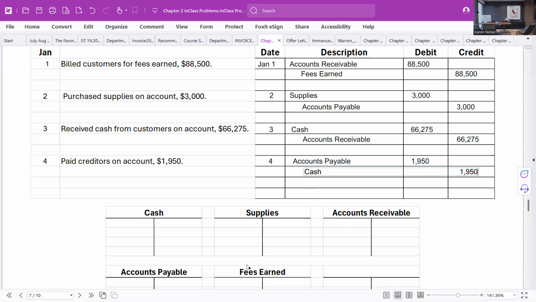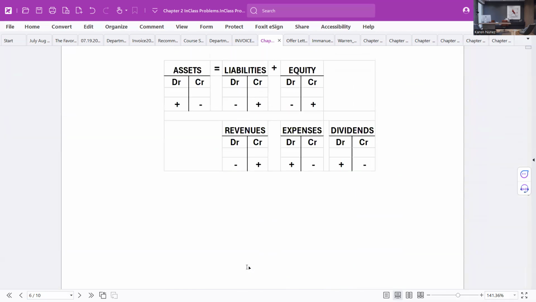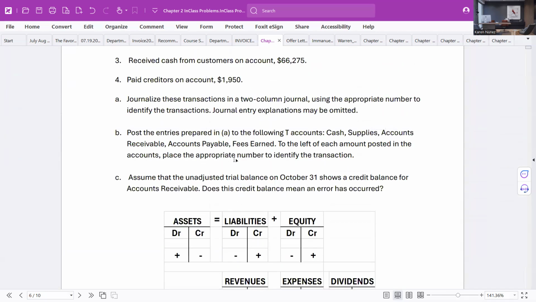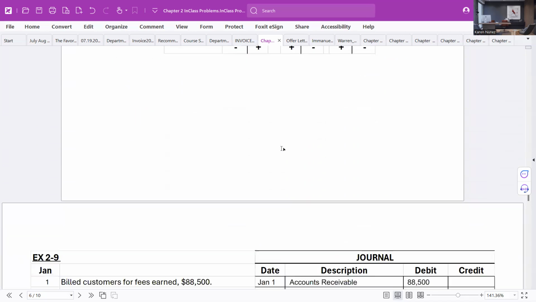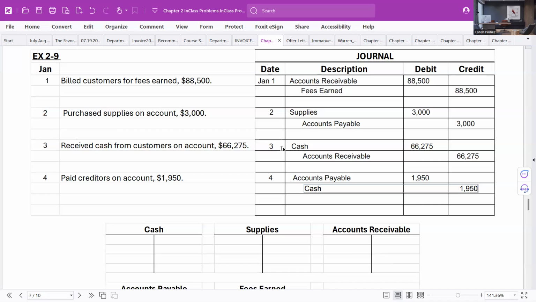How do I know that those are the accounts we need? Because that's what the problem says. The problem says post to these T accounts. So I've recorded the transactions and I've set up the T accounts. Now we're going to post to those T accounts. So remember, posting just means we're transferring from the journal now to the ledger accounts.